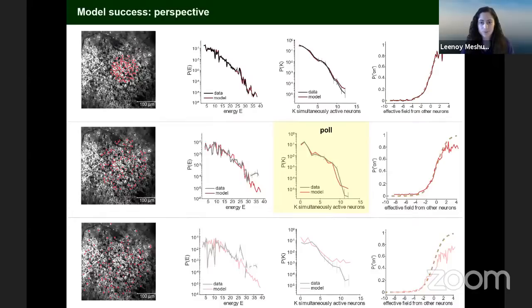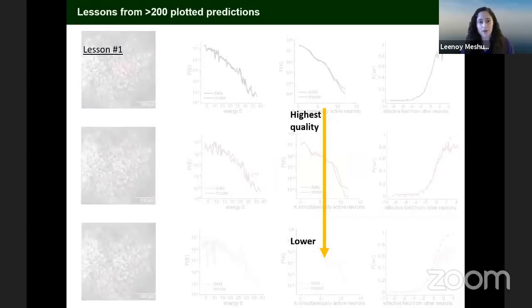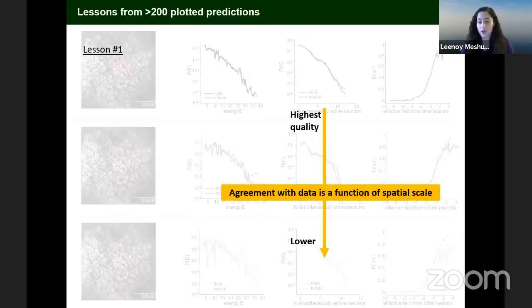And so, after doing this, I think we had three data sets and hundreds of these plotted predictions, because we had multiple repeats for five different radii, we have some insights. As it turns out, what I was showing you before, that when the radius increases, so we're sampling from a larger spatial scale, the quality of the predictions overall goes down, is a real trend over all these hundreds of predictions. And it matters where you're at, and it matters whether it gets exactly right or a little bit off, like the wiggle. And so agreement with the data is a function of spatial scale in the system.